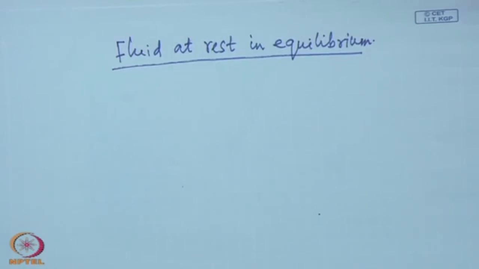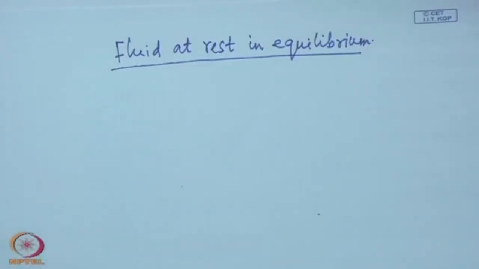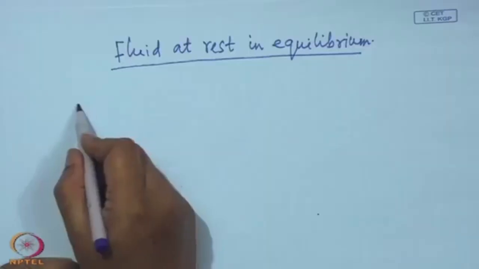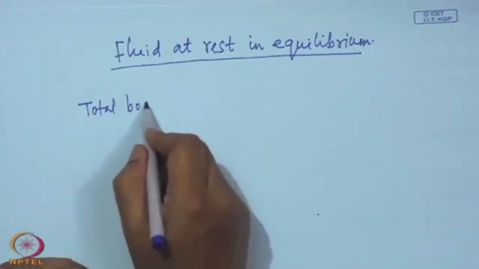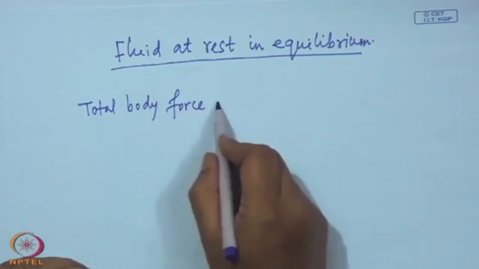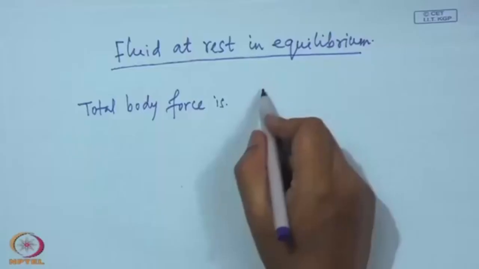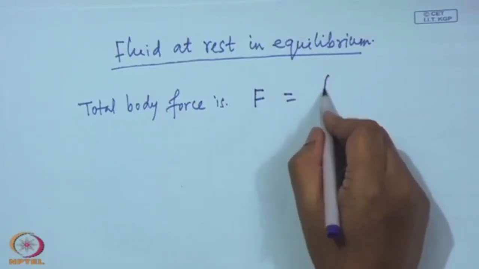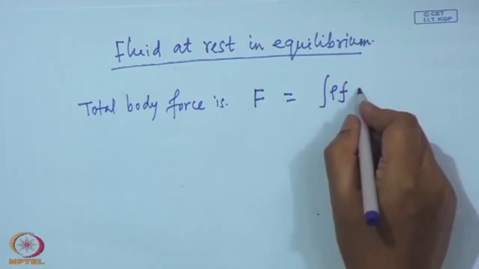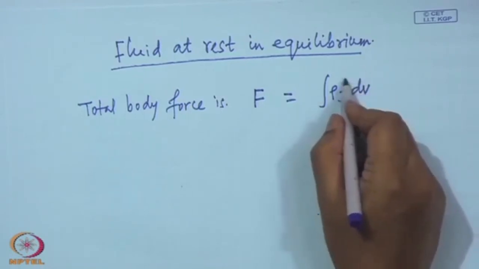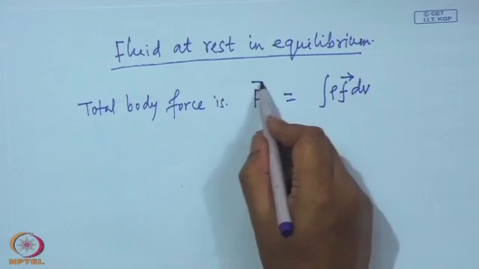Now, the forces acting, the body force: how much is the total body force? Consider a fluid of volume V, which is bounded by a surface. Then what is the total body force acting on it? We have already defined the body force to be rho f dV. So when this is integrated over the entire volume, this gives the total body force. Let us call this capital F. If you want you can use even the vector notation.